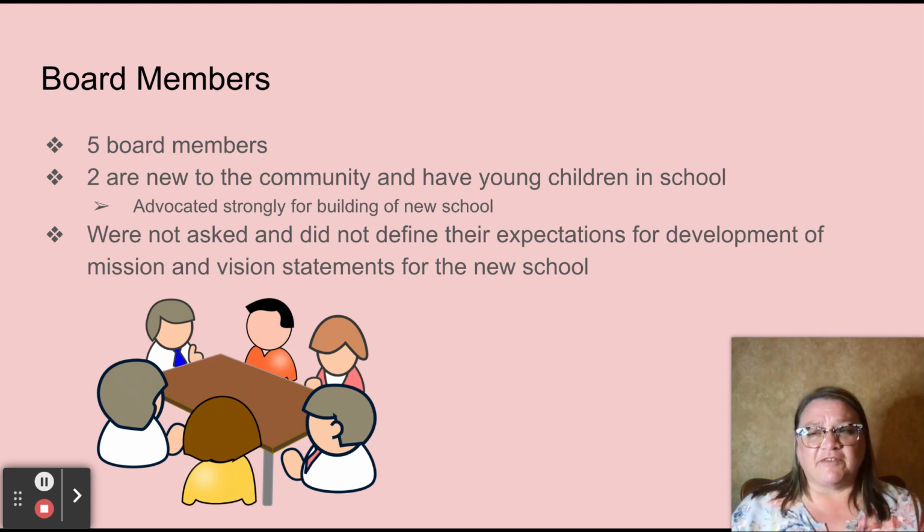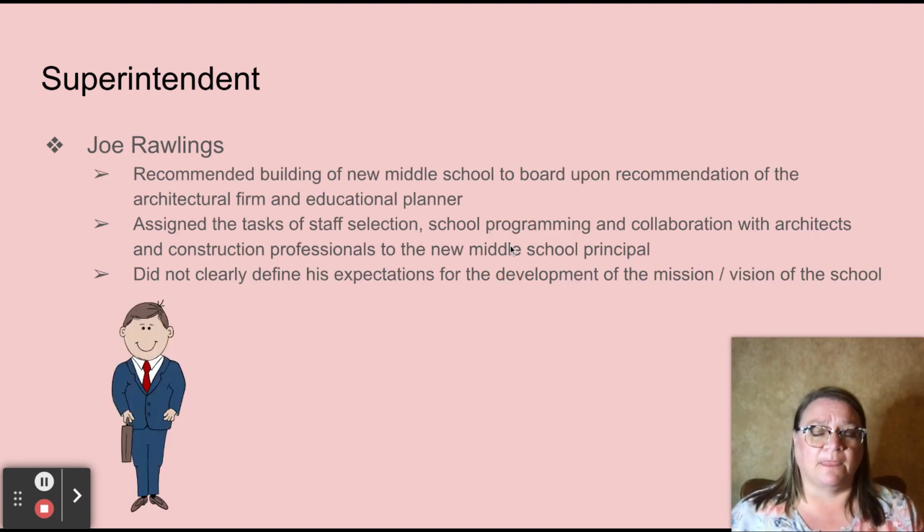The next group of people affected are the board members. There are 5 school board members. 2 of them are new to the community, and they have young children that are enrolled in the school. And those 2 advocated very strongly for the building of a new middle school. One thing I noticed is that the board members were not asked and did not define their expectations for the development of mission and vision statements for the new school.